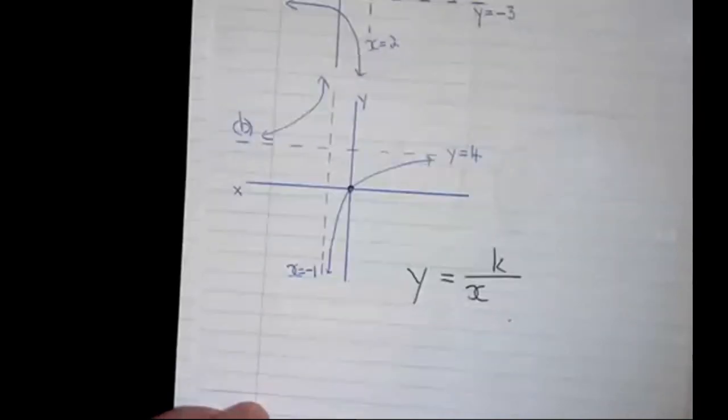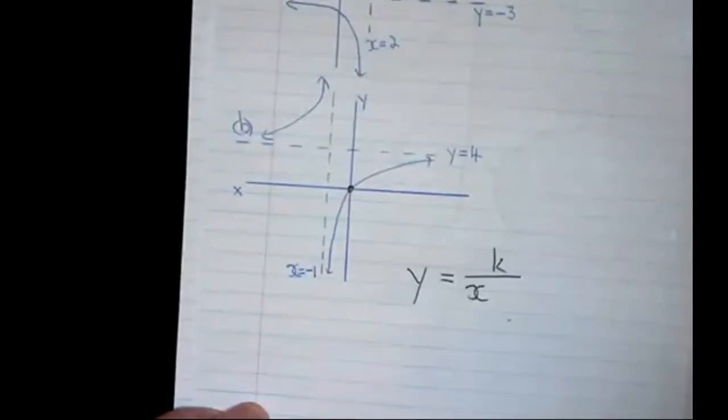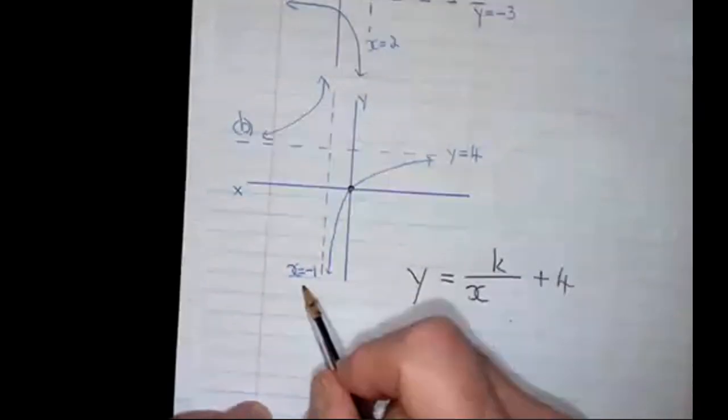So hopefully by now you've copied the sketch. You've managed to write down y equals 4, x equals minus 1. You can see it goes through the origin. If you're one of the fast workers, run ahead of me. Don't wait for me. I'm slow. Put in the asymptotes. The y is what you see is what you get. And the x, what you see, is not what you get. Minus 1, plus 1. If you knew that, well done.